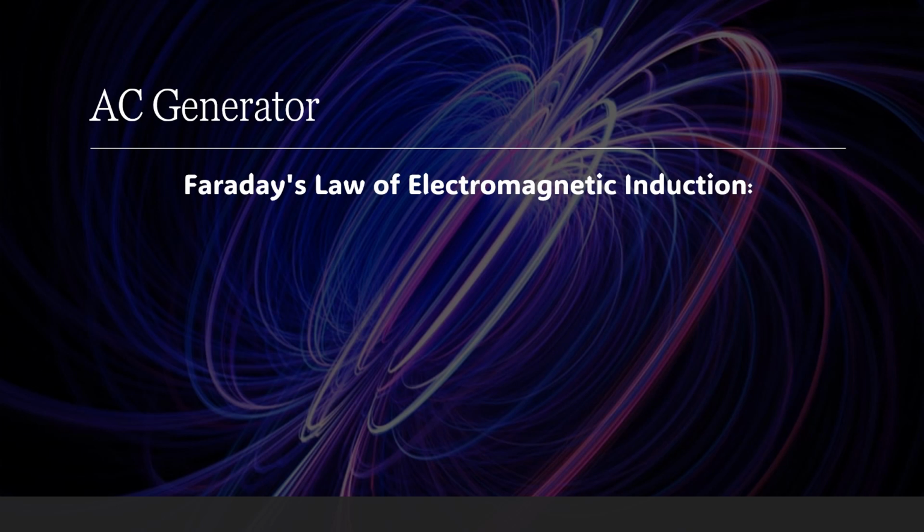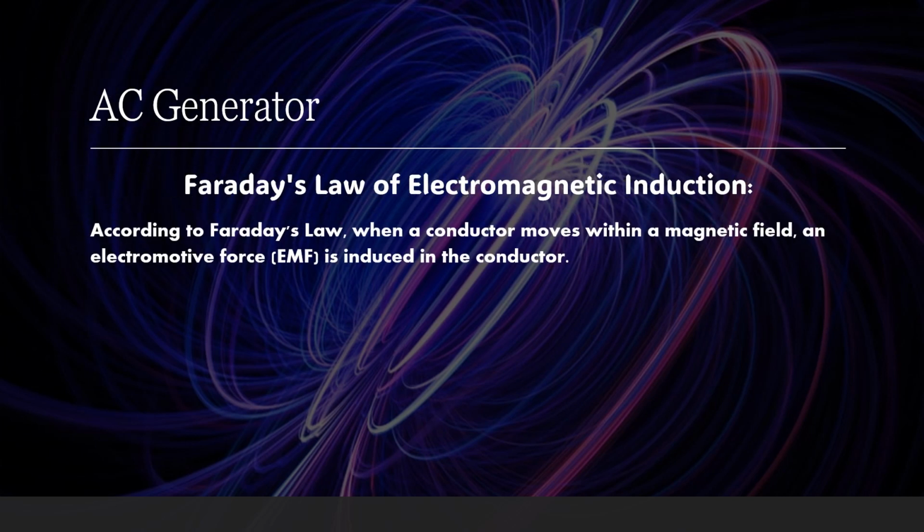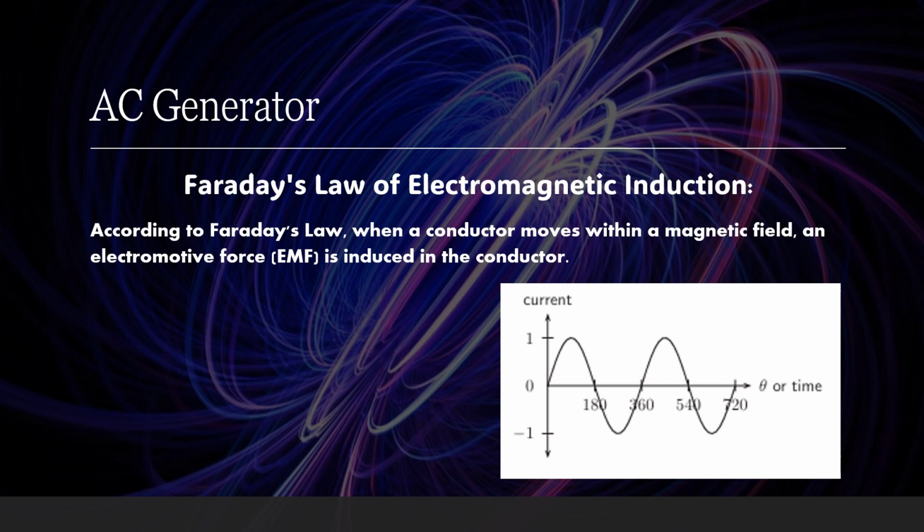So AC generators also use Faraday's law of electromagnetic induction. So according to Faraday's law, when a conductor moves within a magnetic field, an electromotive force is induced in the conductor. So this is how the current versus time graph of an AC generator looks like. So it's basically a sine graph, a sinusoidal function.